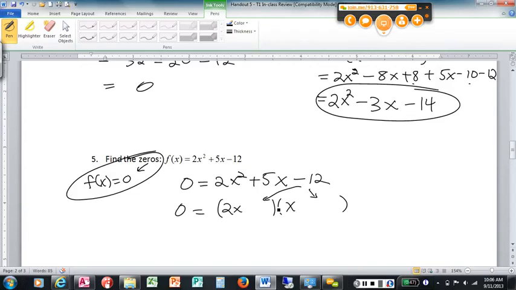I think 3 is going to go here, 4 is going to go here, and a minus there and a plus there. The reason I say that is because that works. Minus 3 times positive 4 is minus 12, but it gets the middle term too because that's 8x and that's minus 3x, and those all together make 5x, don't they? And so that's our deciding factor there. Everybody okay with that? 2x minus 3, x plus 4.